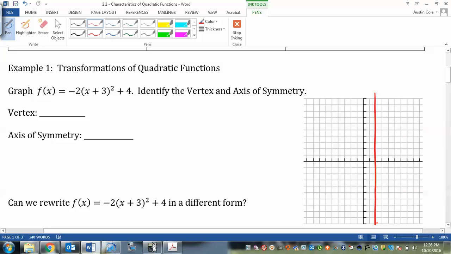Talk to the person next to you. Go. Vertical line, no? Does anybody know?